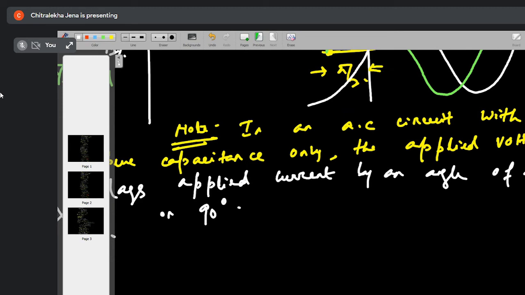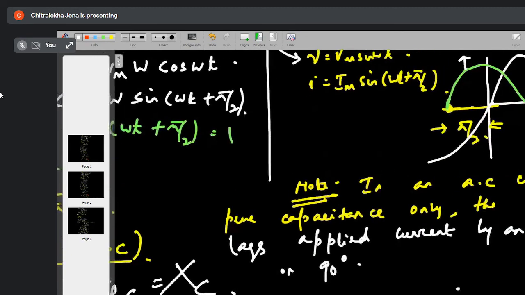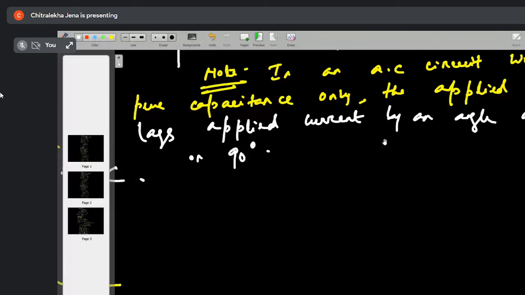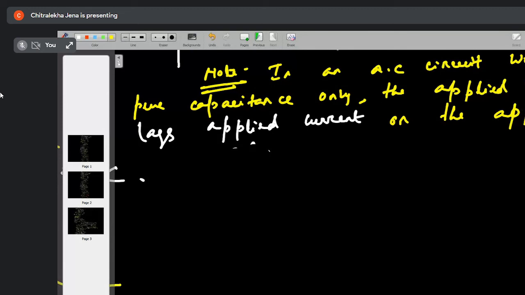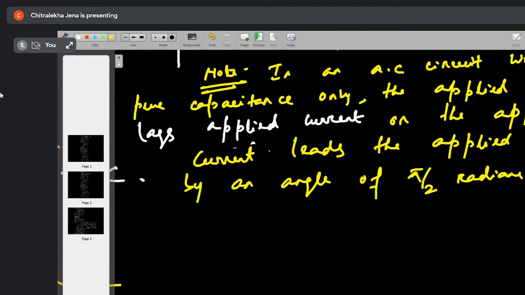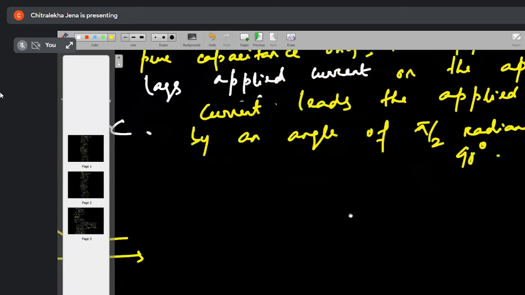Clear to all of you? Ma'am, wait a little, we are writing. Note: in an AC circuit with pure capacitance only, the applied voltage lags the applied current, or also write down another: the applied current leads the applied voltage by an angle of pi by 2 radians, or 90 degrees. Got it, all of you?